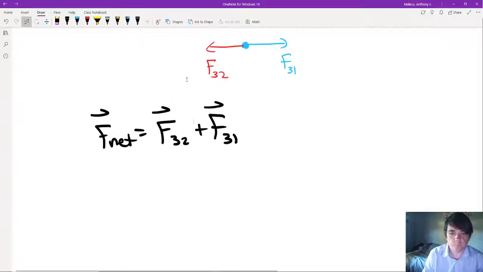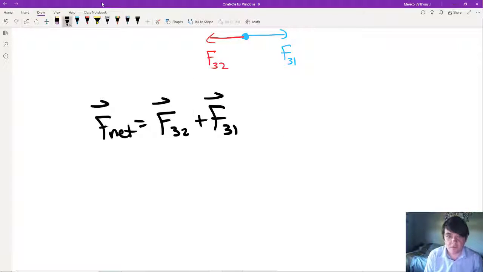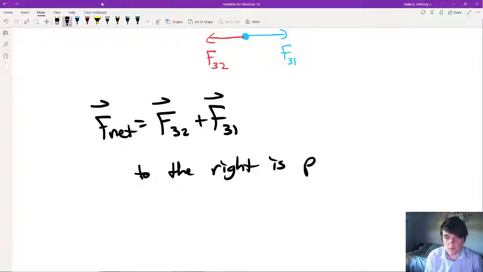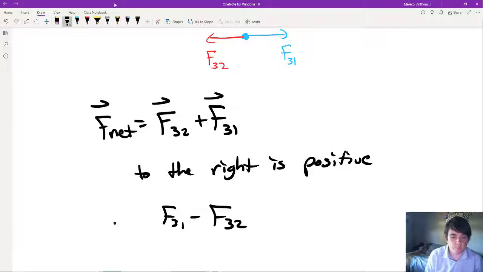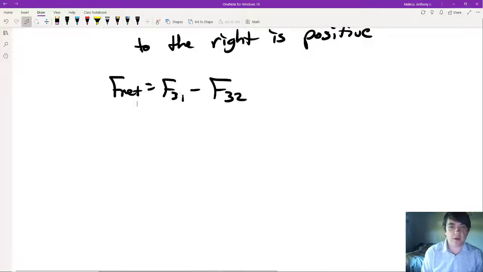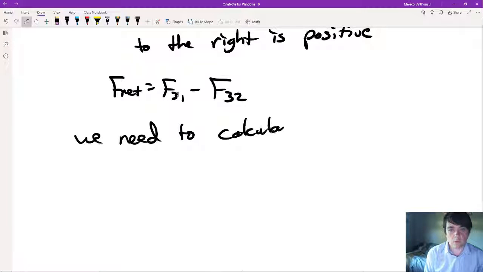Okay? Which will ultimately, because to the right is positive, be the difference in these two. So it will be F31 minus F32. Okay? Without the vector signs, because we're assigning it right now. So we need to calculate F31 and F32.